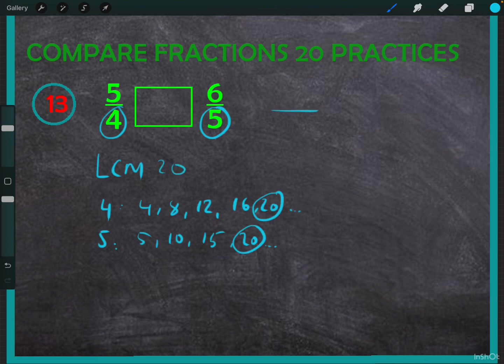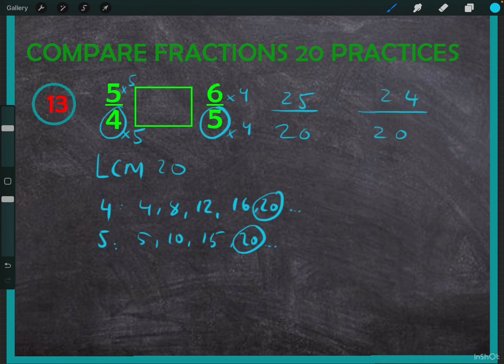From here, we will convert the two original fractions into two new fractions with the denominator 20. The first fraction, we must multiply 5 by 4 to get 20, and then we must multiply 5 by 5 to keep the fraction equal. 5 times 5 is 25. 25 over 20 is the new equivalent fraction of 5 over 4. The second fraction, we must multiply 4 by 5 to get 20, and also we must multiply 4 by 6 to keep the fraction equivalent. 4 times 6 is 24.